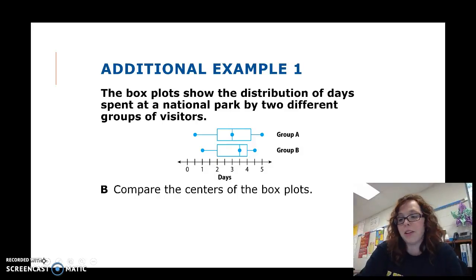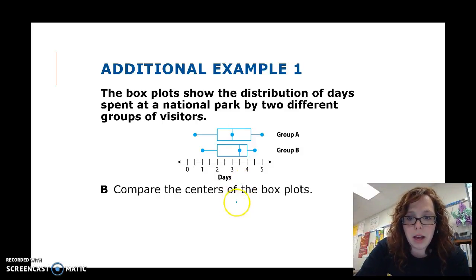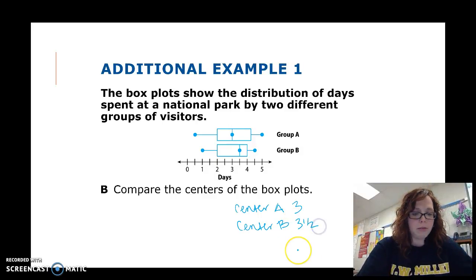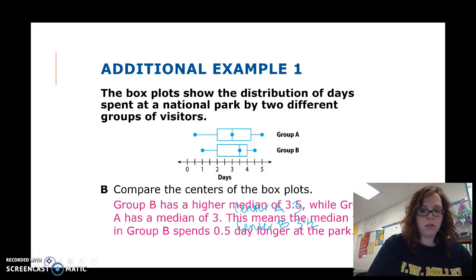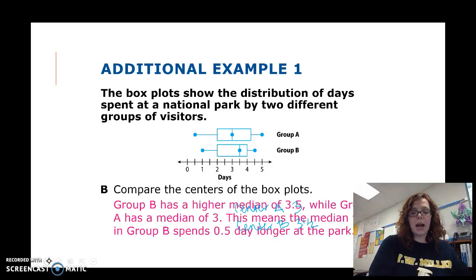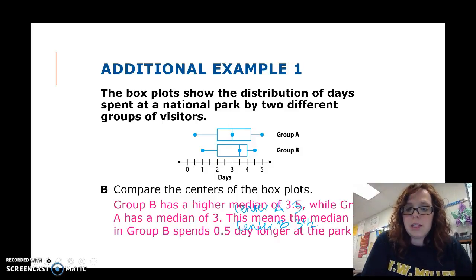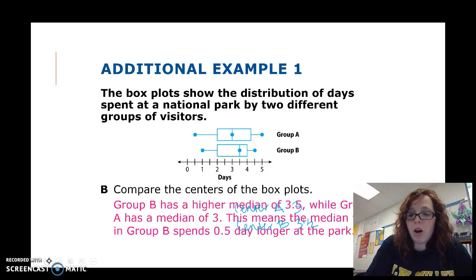So now we're going to compare the center. So the center is the same as the median. So as we said before, the center for group A is at 3, and the center for group B is at 3.5. So group B has a higher median of 3.5, while group A has a median of 3. This means that the median visitor in group B spends half a day longer at the park.